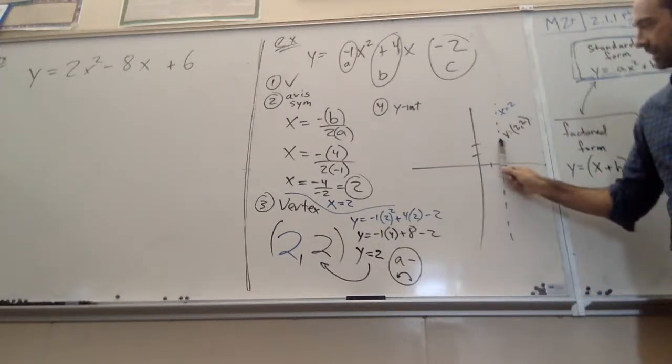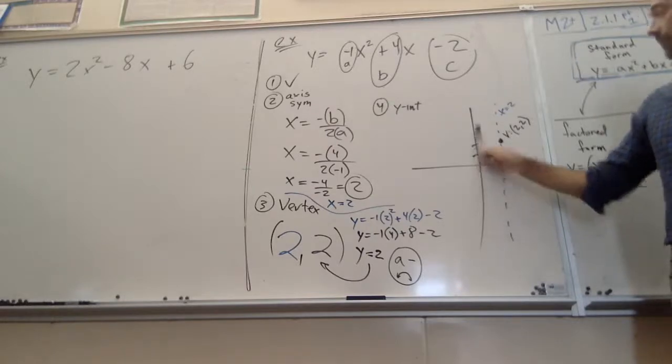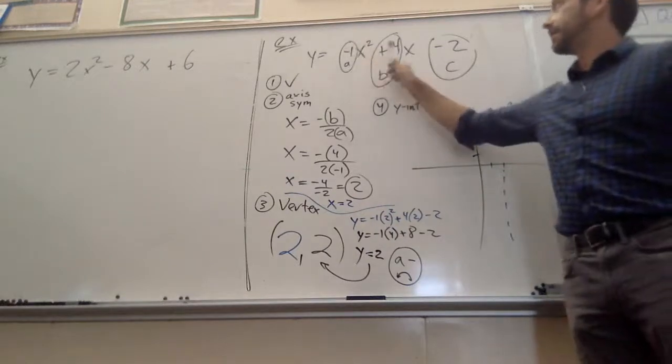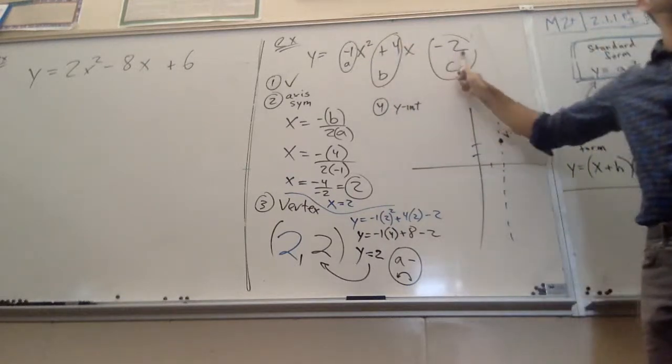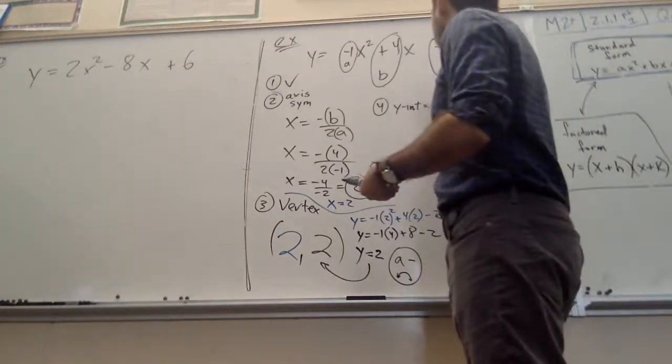Here's X is 2, X is 1. When is it going to intercept the Y-axis? X is 0. At X is 0, you're on your Y-axis somewhere. So you plug in 0 here, this term is 0. Plug in 0 there, that term is 0. What's left over is just your C value. So the Y-intercept is equal to -2.